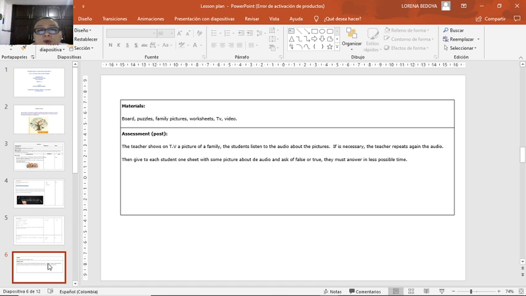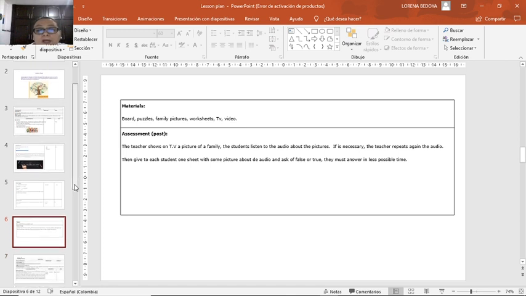Assessments. The teacher shows on TV a picture of a family. The students listen to the audio about the pictures. If necessary, the teacher repeats the audio, because it's possible that some students don't understand the audio really well, and for that reason it is better that the teacher repeats it. Then the teacher gives each student a sheet with some pictures about the audio and asks them to answer false or true. They must answer the questions in the minimum time. This is my lesson plan for adolescents.